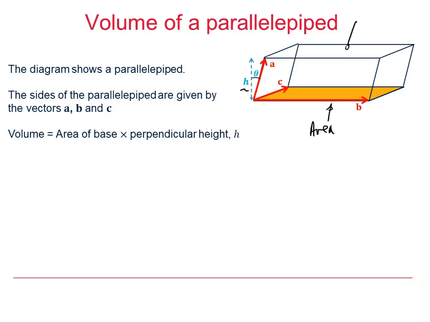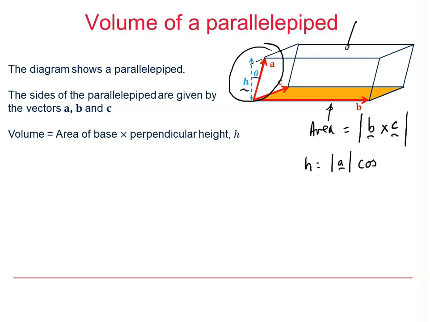From work that we've done previously, we know we can calculate the area of the base by looking at the cross product of the two vectors forming the base, so b cross c, and then taking the modulus of that, and that will give us the area. H, if we look at the triangle up here, then taking the length of A and cosine theta gives us h. So h is equal to the modulus of A cosine of theta.